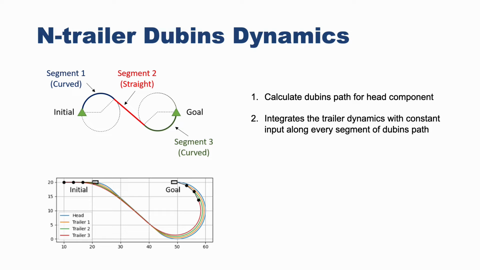Based on the two dynamics explained before, we proposed a new dynamics called end-trailer Dubins dynamics that will generate the trajectory of every component in the end-trailer vehicles from the initial location to the goal. The steps that are required: first we need to calculate the Dubins path for the head component of our end-trailer vehicle, and then we need to integrate the trailer dynamics with constant input along every segment of the Dubins path. For example, in the figure on the left, there are 3 segments. The first is a turning right segment, a going straight segment, and a turning left segment.